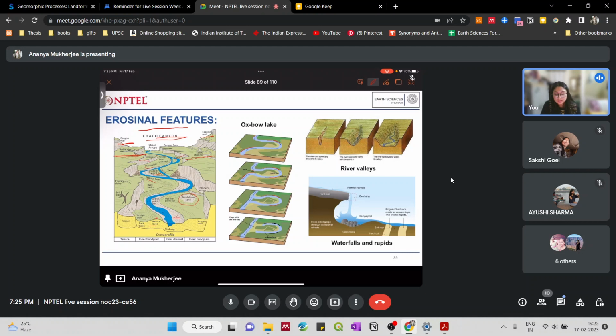Okay, so this is just an example. Then another erosional feature that we just spoke about, where I explained with the diagram over there, is the formation of the oxbow lake.